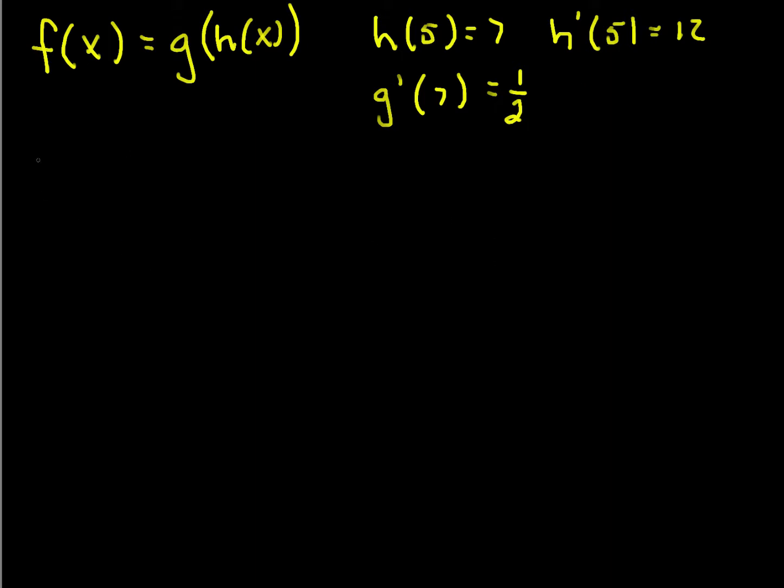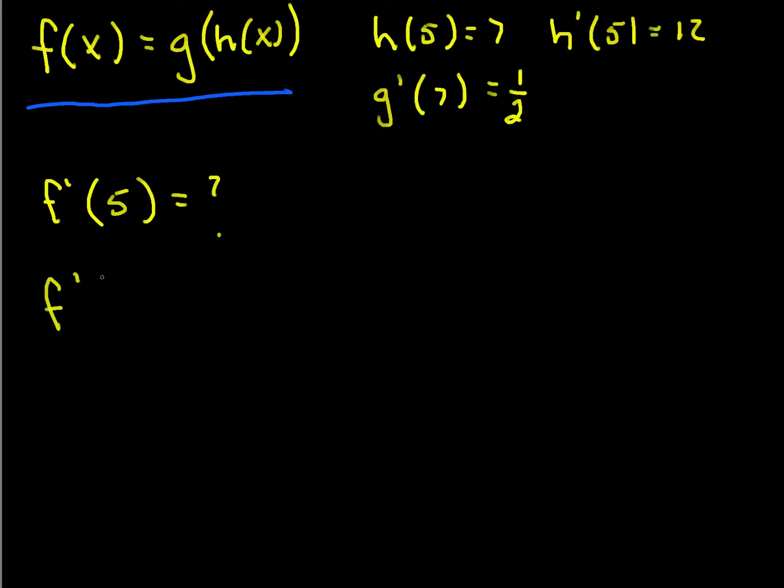And the question is, well, what is the derivative of f? What's its rate of change when x is 5? So what is f prime of 5 equal to? At first blush, you may not know how to even approach this problem because I don't know anything about f except for that it is a composition of two functions. I don't even know what those functions are. All I know is that h of 5 is 7, h prime of 5 is 12, and g prime of 7 is 1/2.